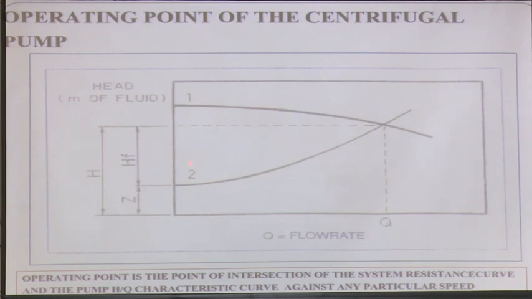So that means if this is the pump characteristic curve HQ and this is the system resistance curve, right. So the point at which they two coincide, that is the operating point. So operating point is the point of intersection of the system resistance curve and the pump HQ characteristic curve against any particular speed. So this is for a particular speed. If we go up in the speed, the curves will shift up. We have seen it in the earlier diagrams.